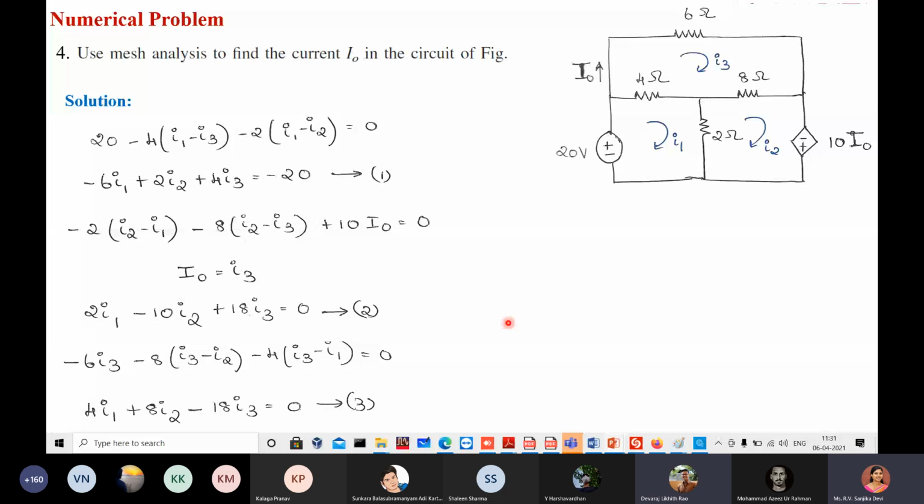Ma'am, I1 is minus 45 by 14. Okay, actually here we do not require I1, I2, I3. We require only I naught. Yeah, I naught is minus 5. Yes, I naught is I3, right? So what is I3? Minus 5 amps. Yes. So I naught is minus 5 amps.